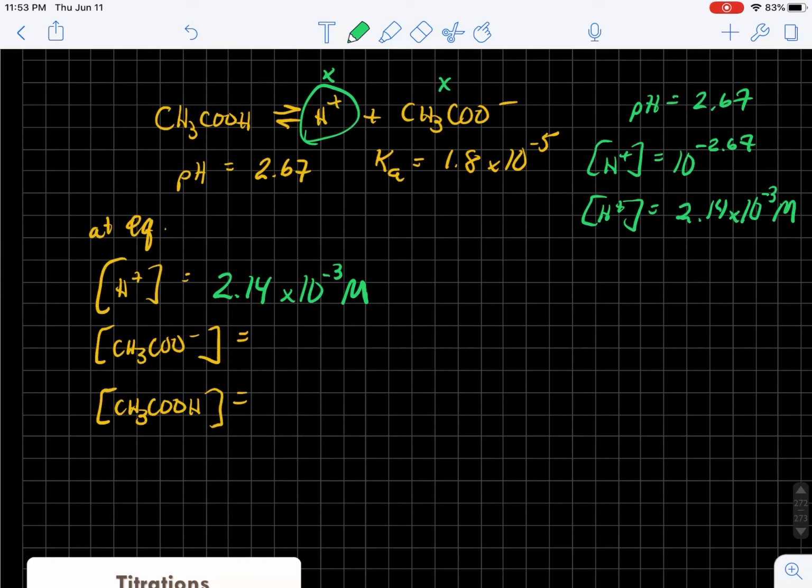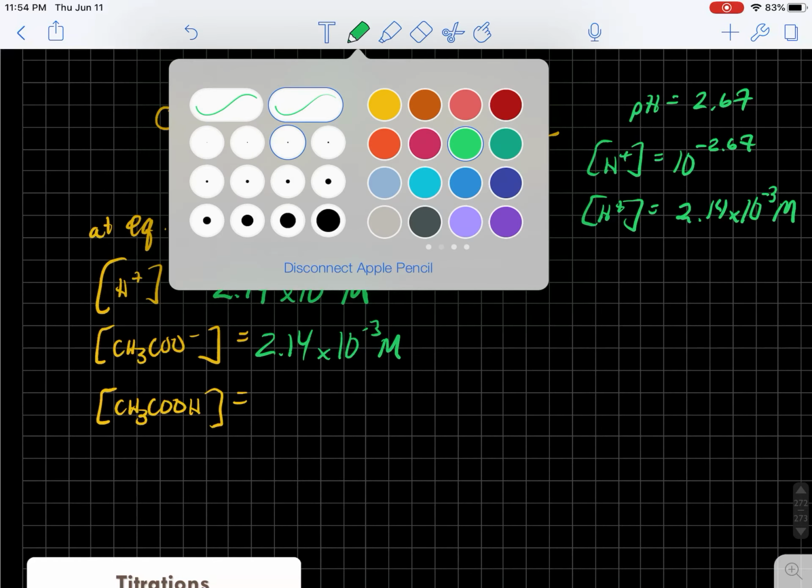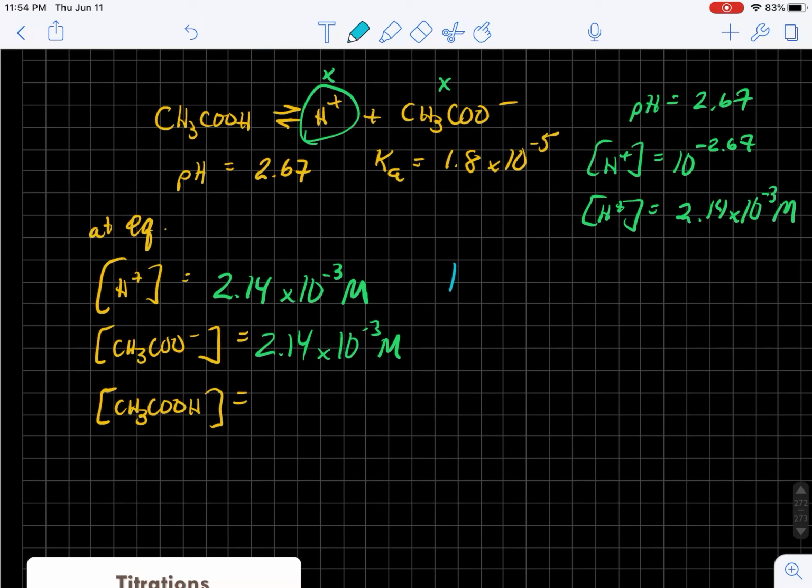They don't tell us the volume, but it doesn't matter here. Molarity, they're in the same container, so they're going to have the same volume. So if they have the same X amount of moles, then therefore they have the same molarity. So since both of these are equal to X, both of their concentrations are 2.14 times 10 to the minus 3 molar. Now the last part, a little bit of algebra.